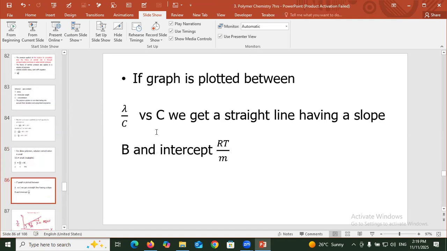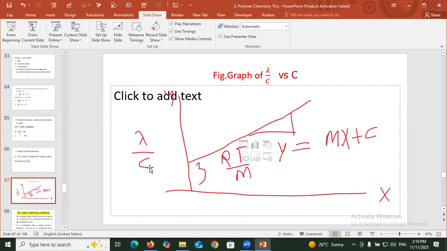If the graph is plotted, pi over C versus C, we get a straight line having a slope B and the intercept RT over M. Pi over C, intercept RT over M, slope B, y equals mx plus c.